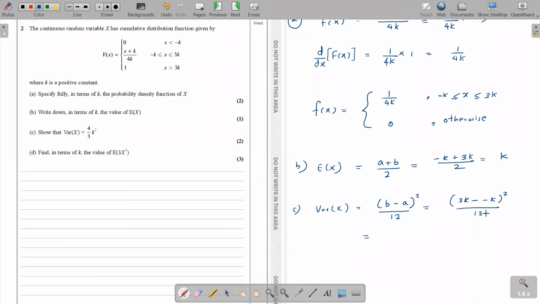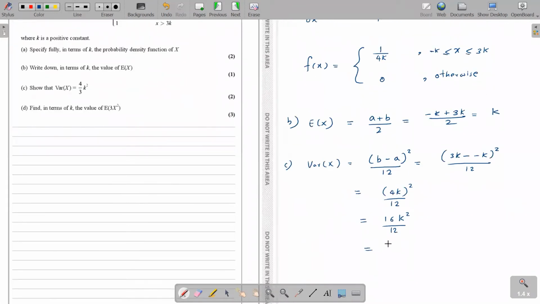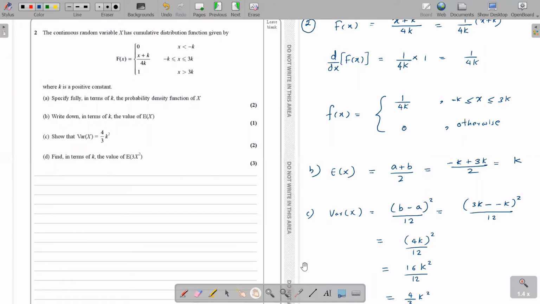So 3k minus k is 4k. 4k, the whole thing squared, over 12. 4 becomes 16 when you square, and this is k squared over 12. 16 over 12 is 4 over 3 k squared. Is that clear? The important thing is to identify the distribution, or else you wouldn't be able to do any of these things if you didn't identify this as continuous uniform.